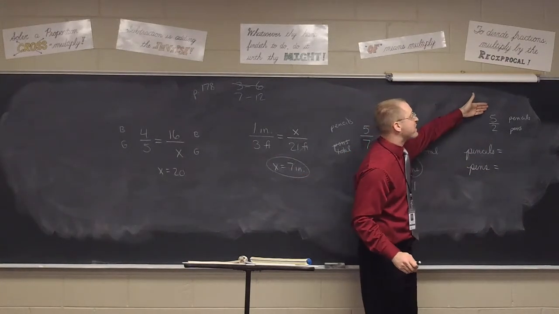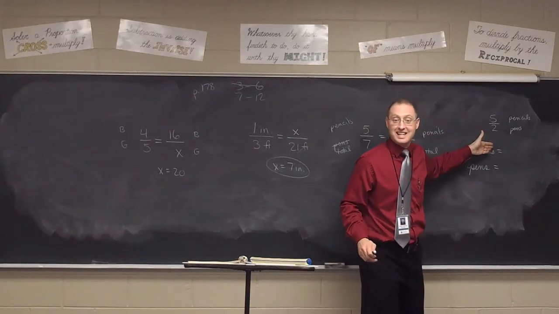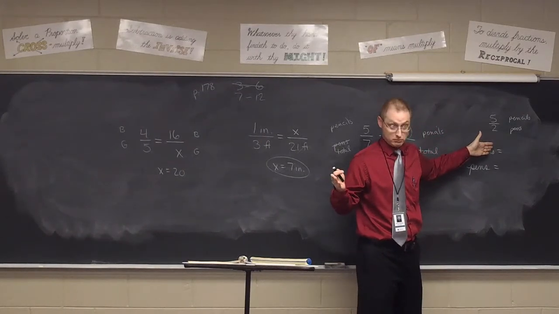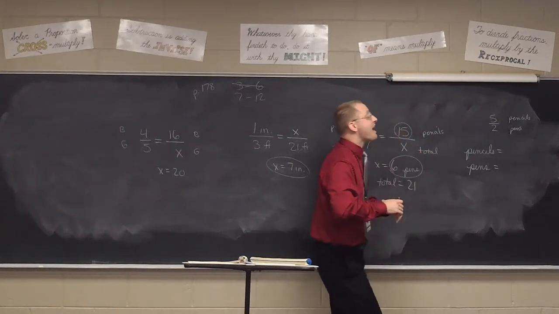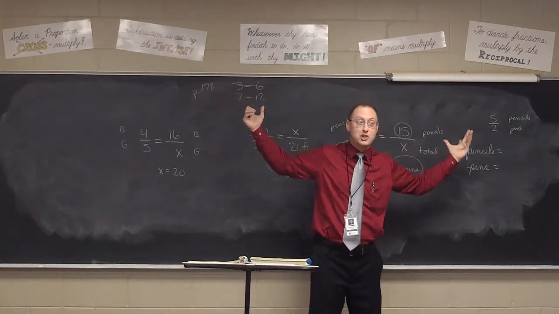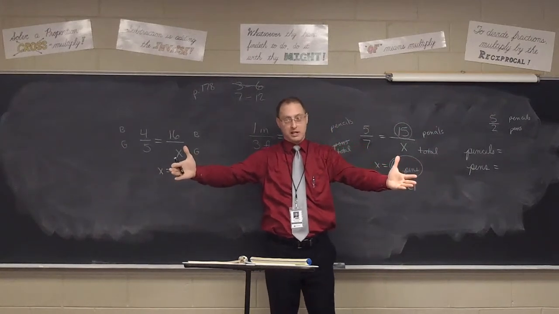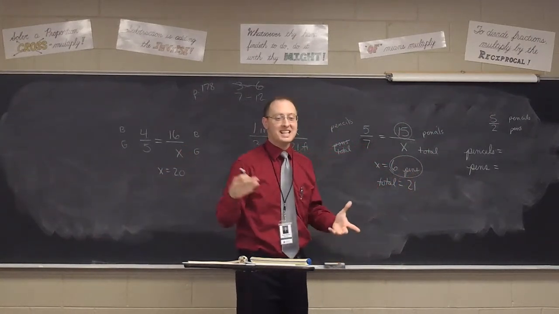It could be 50 pencils and 20 pens. Do you see that? 50 and 20. That would be a ratio of 5 to 2. It could be 500 pencils and 200 pens. He better be planning to sell those because he's never going to use them all. Right? You get the idea?